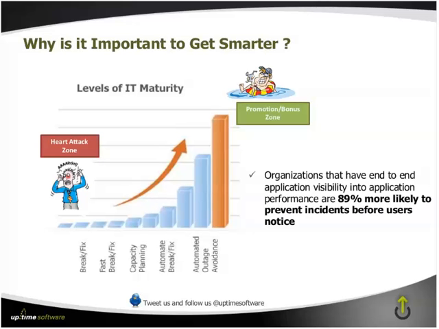Another number that I want you to keep in mind is that we find that organizations that are able to implement an end-to-end application visibility package, so a unified monitoring framework that moves them along to getting smarter, are 89% more likely to prevent incidents before users notice. So without any user impact at all, these proactive, more mature IT organizations who are smarter about their management are able to avoid almost 90% of the problems in their environment. That's an incredible number.